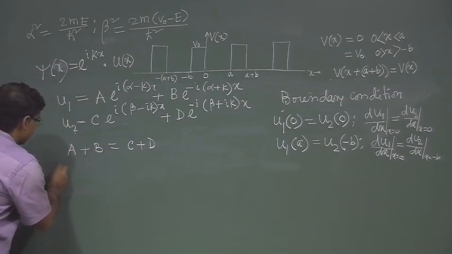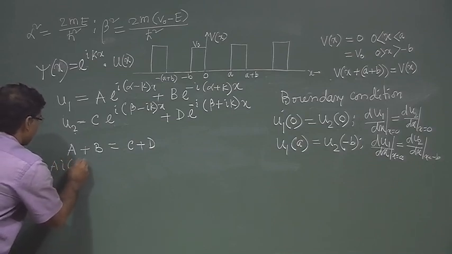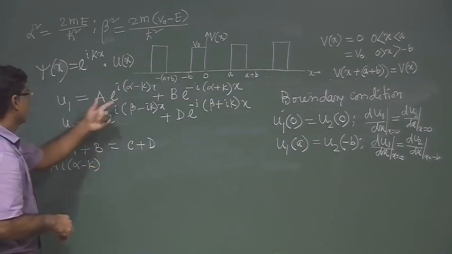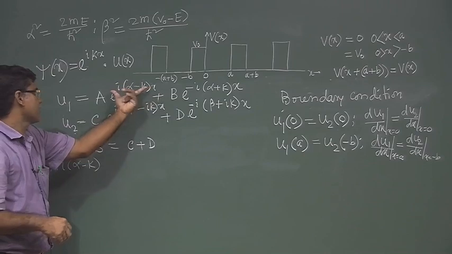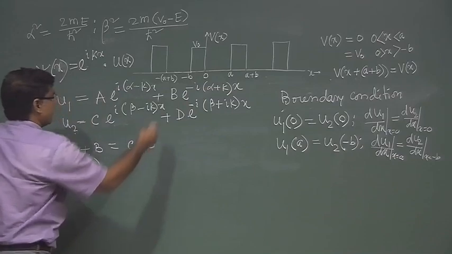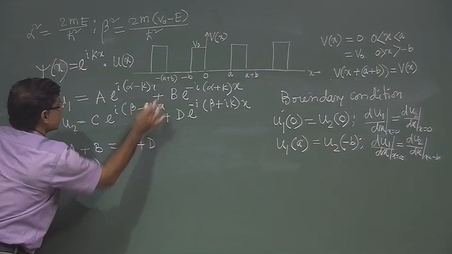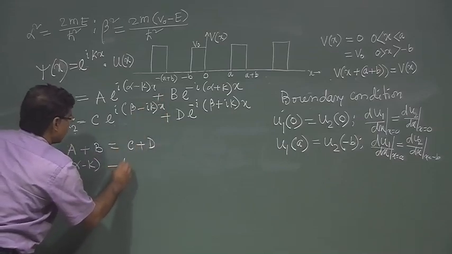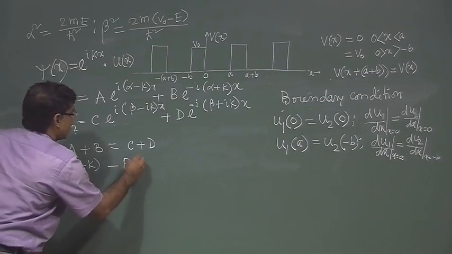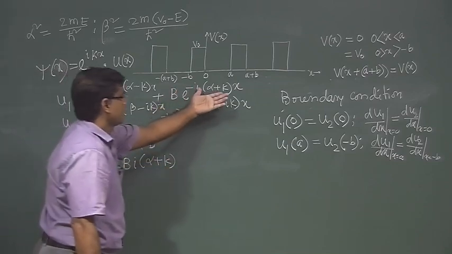So, what will I get? A i(alpha minus k), right, e to the power this, with x equal to 0, so it is 1. So, I will get this, okay. And this one, if I differentiate, minus i(alpha plus k). So, this plus is there, so it will be minus here, I will get b i(alpha plus k), right, x equal to 0.